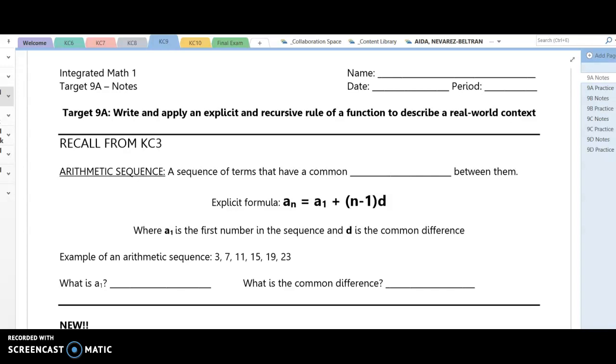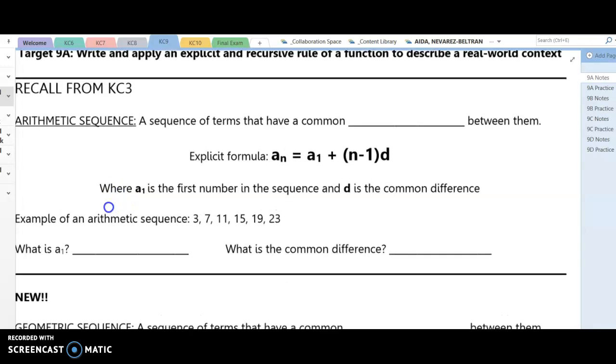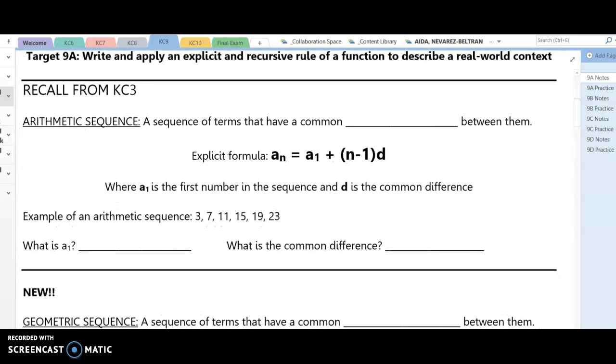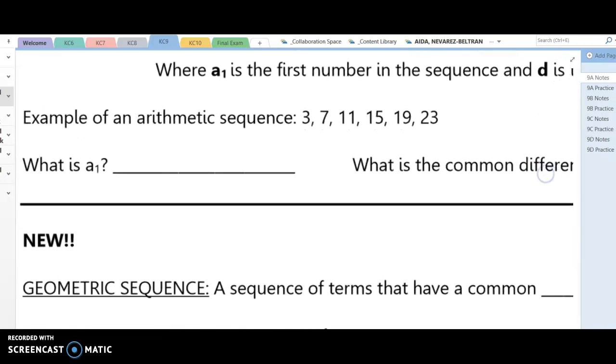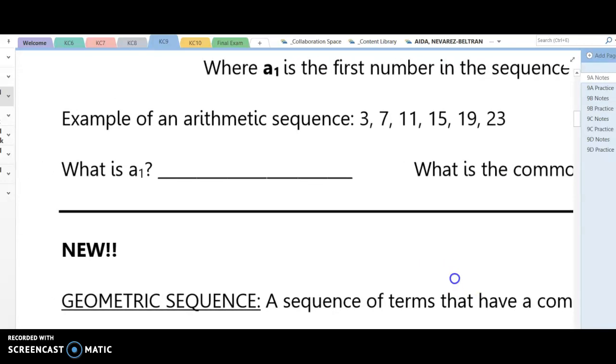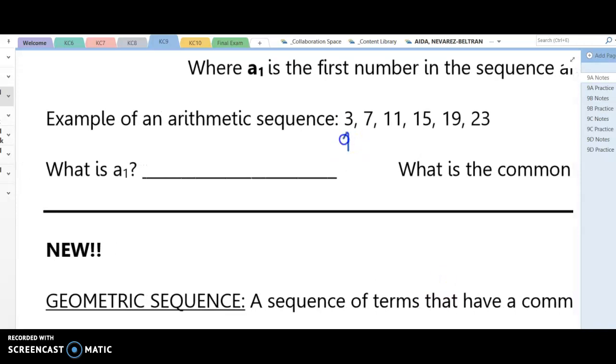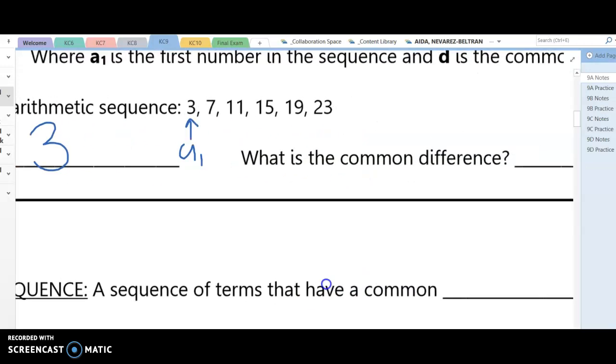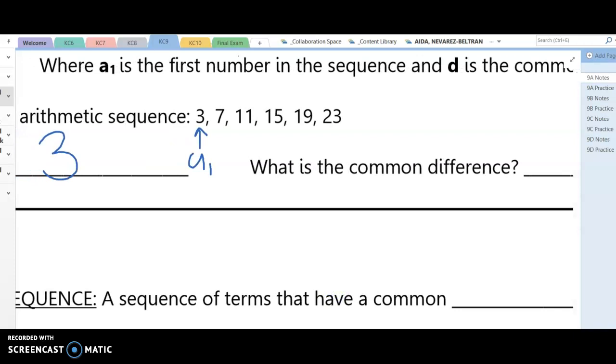So target 9A. So we have a bit of review from KC3. So for an arithmetic sequence, it was when we had a common difference. Right, where A1 was your first number and D was the common difference. So if we look at our first example, you see we have this sequence here, 3, 7, 11, 15, 23. A1 is always the first number. So A1 is 3. And then it asks you what the common difference is. The common difference is how much is changing by. So if you look each time, it's going up by a positive 4.